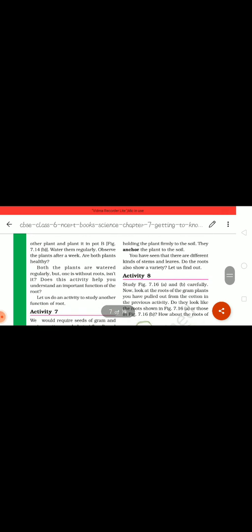So this is how we can understand the root is an important part for the plant, and roots also hold the plant firmly in the soil.